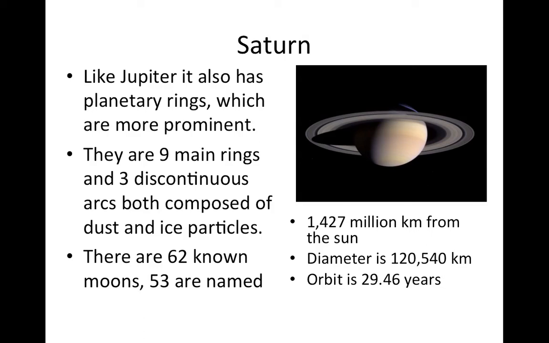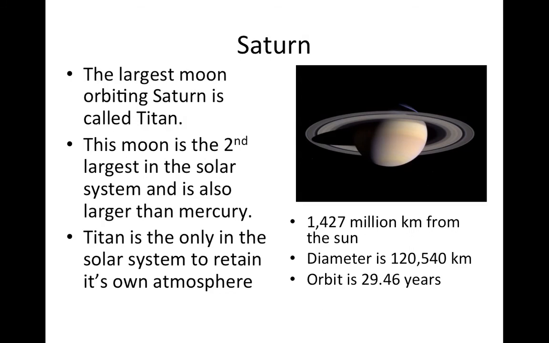There are 62 known moons, 53 of which are named. Now, the largest moon orbiting Saturn is actually the second largest moon in the entire solar system. The largest moon, of course, is Ganymede, one of Jupiter's moons, which is larger than the planet Mercury. The second largest moon, called Titan, is actually larger than the planet Mercury as well. Titan is the only moon in the solar system that has its own atmosphere.